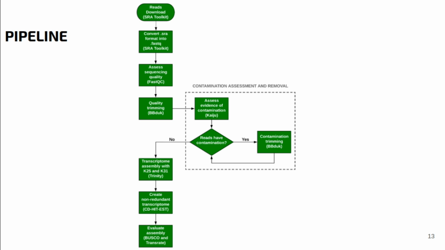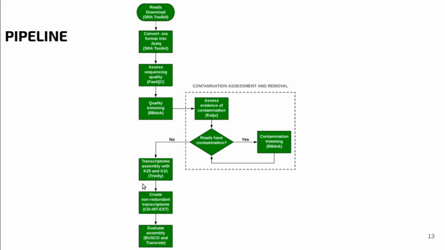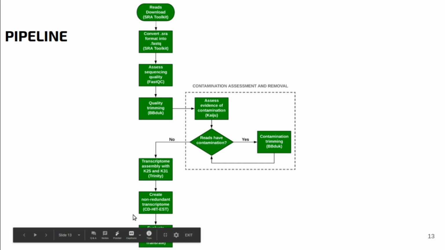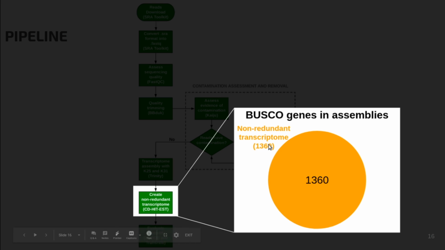And after the assembly of the 2 sizes of k-mers with Trinity software, we go to the step to create a non-redundant transcriptome with the software CD-HIT-EST. Here we created 2 transcriptomes with 2 different sizes of k-mer, and then we created a non-redundant transcriptome. And this non-redundant transcriptome is the merging of the transcriptome with k-mer size of 25 and the transcriptome with k-mer size of 31. And we did that to have a transcriptome as complete as possible.